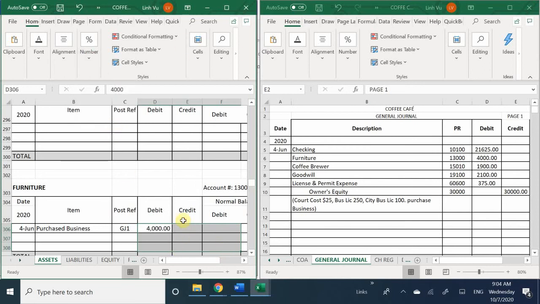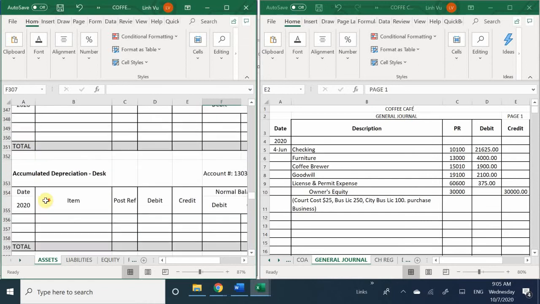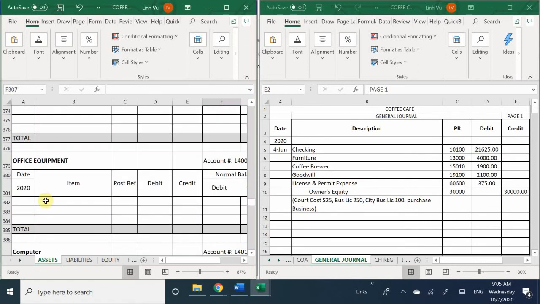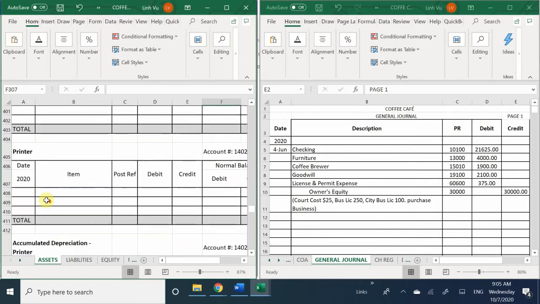By $4,000. So therefore, I should currently have a debit balance of $4,000. Now next is going to be the coffee brewer. So if you actually passed all this, a few things that you'll come across is you have office equipment, which a coffee brewer isn't an office equipment.